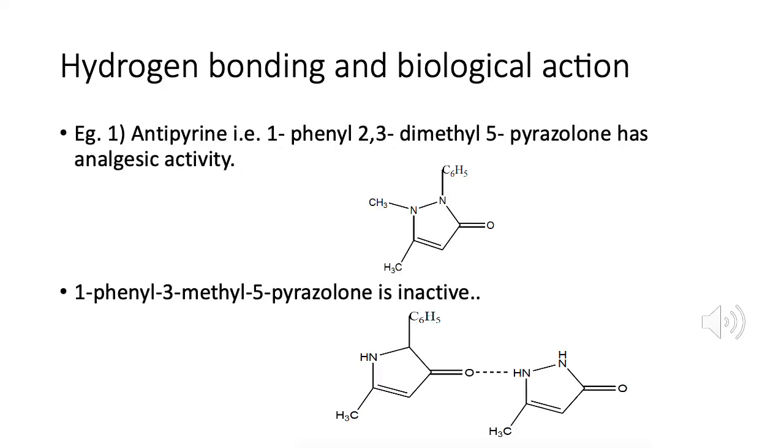The first example is antipyrine. This is an analgesic, a non-steroidal anti-inflammatory drug, known as an NSAID. It's used to relieve pain and fever, and is often used in testing the effects of other drugs or diseases on drug metabolizing enzymes in the liver. As you can see at the top, this is the active form, producing the analgesic activity, whilst the 1-phenyl-3-methyl-5-pyrazolone is an inactive form.